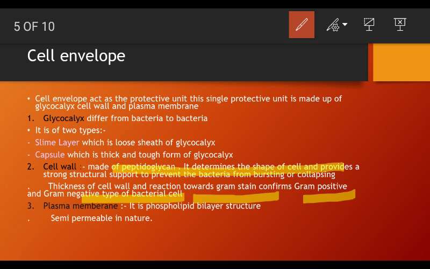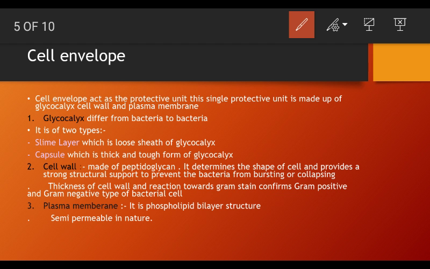So the cells which are gram positive have thicker peptidoglycan, while the cells which are gram negative have thinner peptidoglycan, right? So on the basis of the gram staining and the thickness of this bacterial cell wall, they get divided into gram positive bacteria and gram negative bacteria.